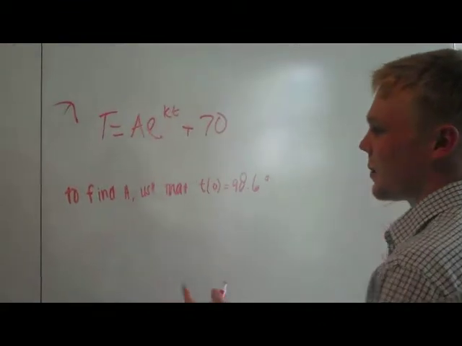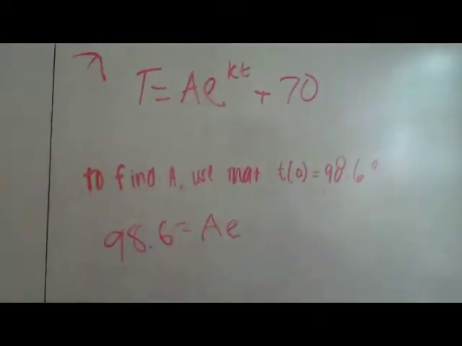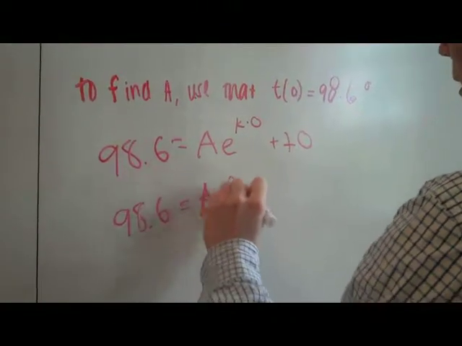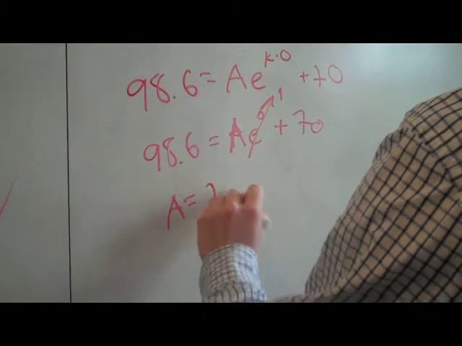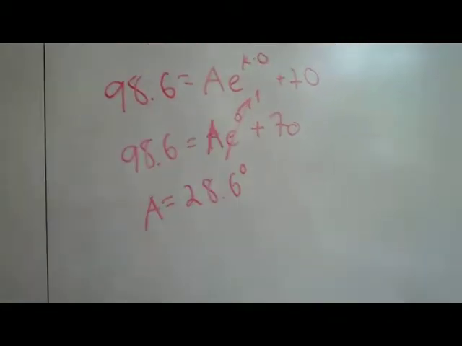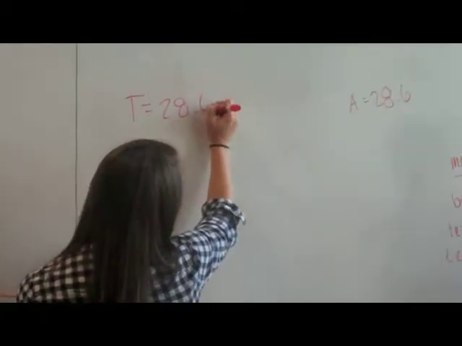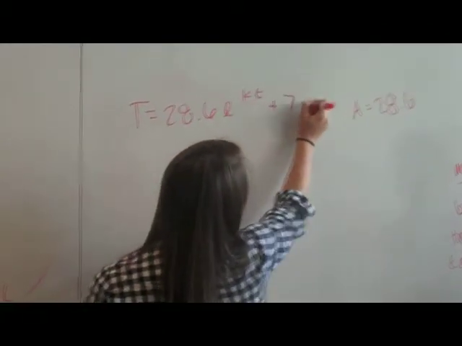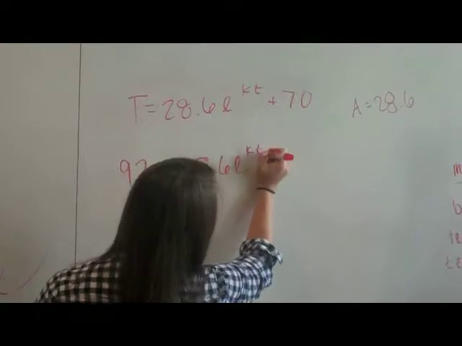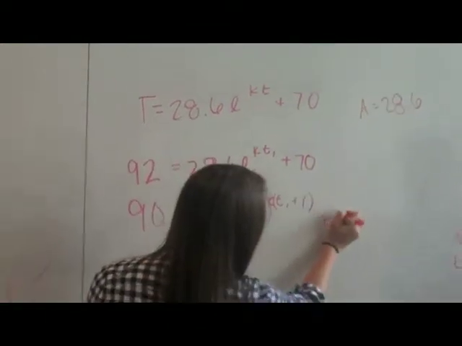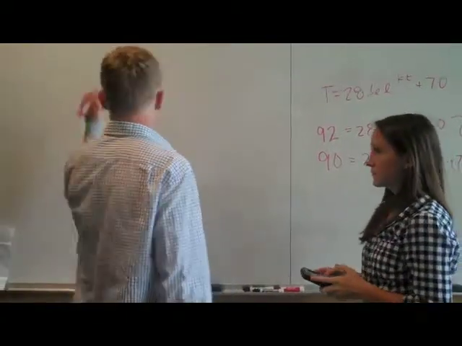So, in order to find A, we must set T equal to 98.6, which is the initial temperature of the body. Which therefore makes A equal to 28.6 degrees. Right, so if A equals 28.6, then we get the equation that T = 28.6 e^(kt) + 70. So now we still have these 2 variables that we don't know. So if we can solve this system of equations and solve for k. So now let's solve the system of equations.